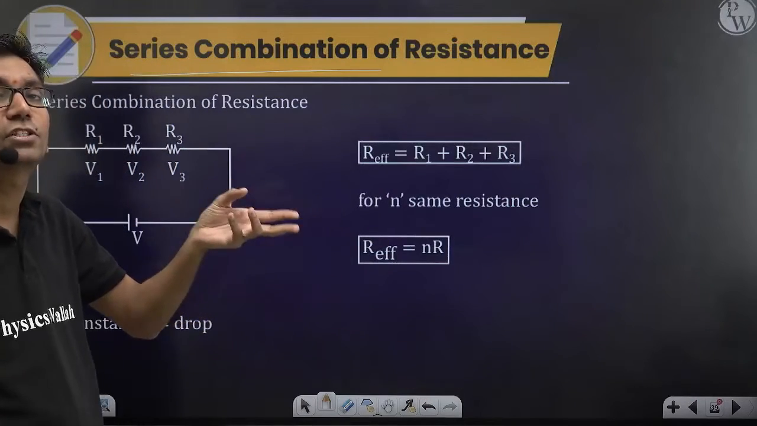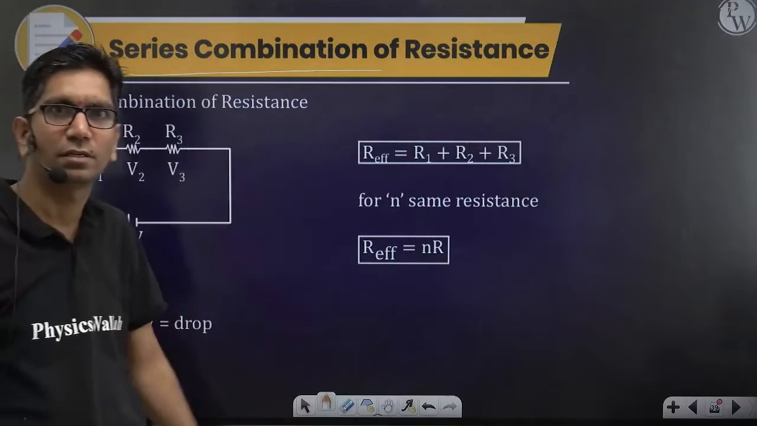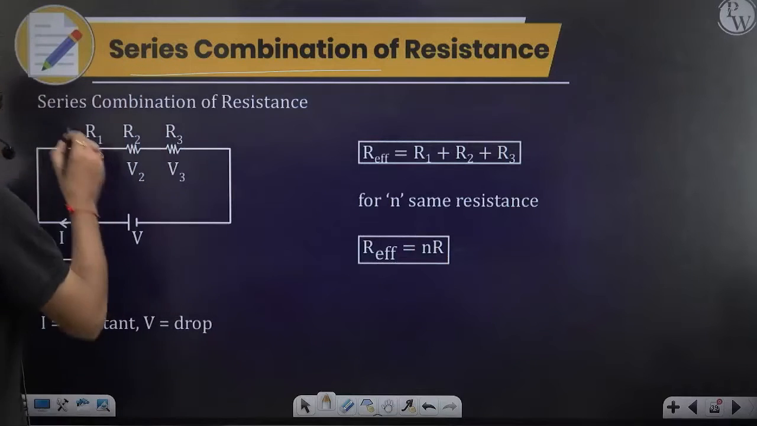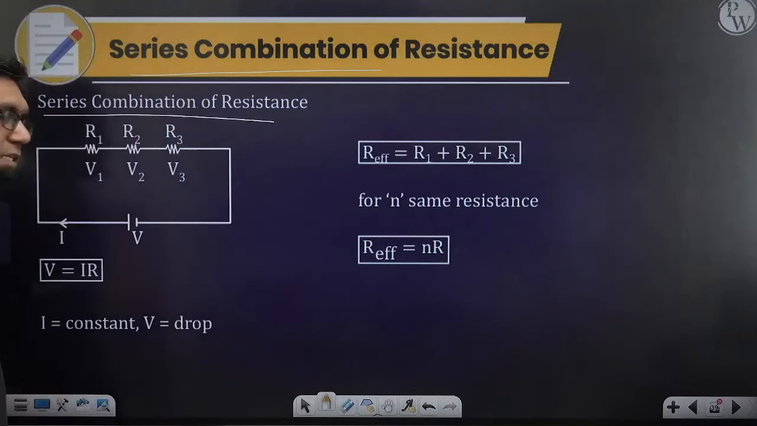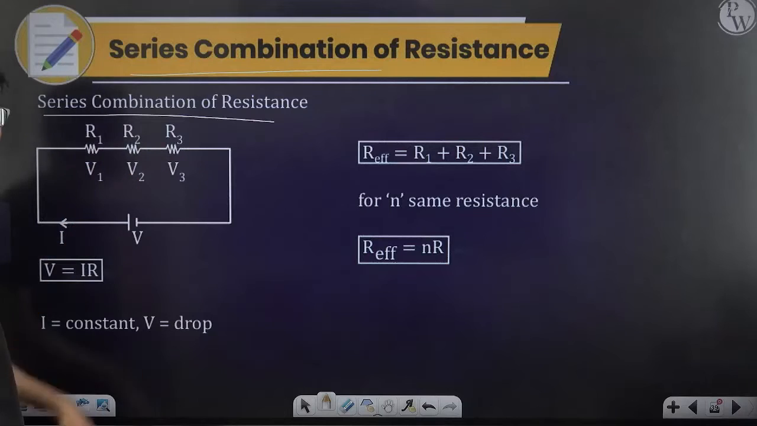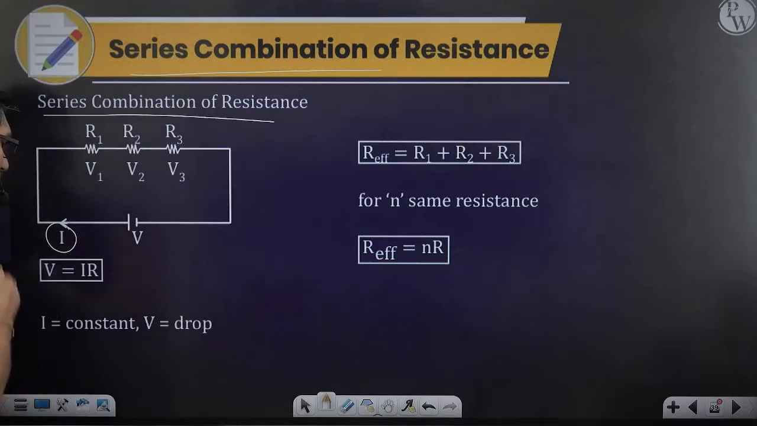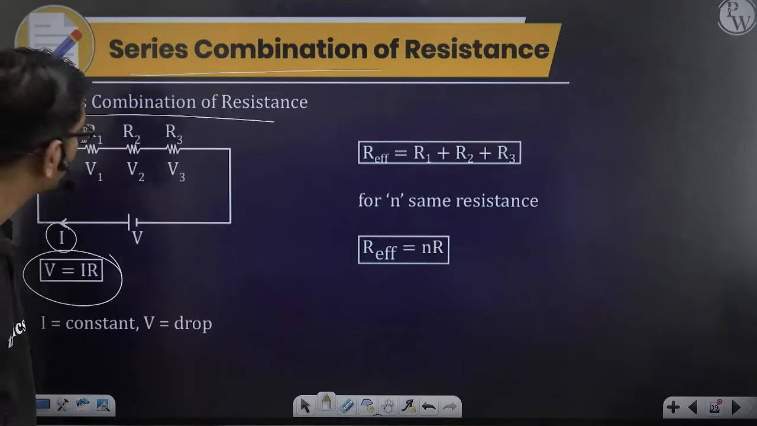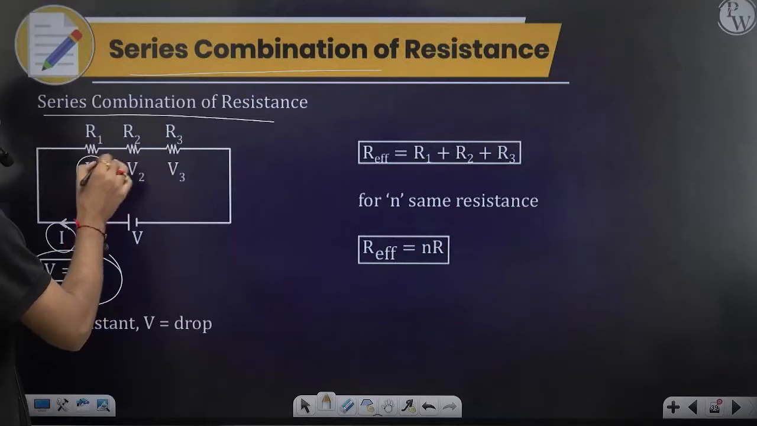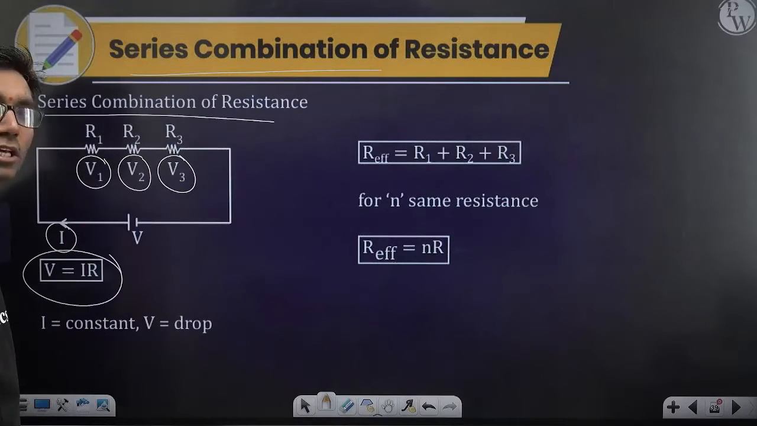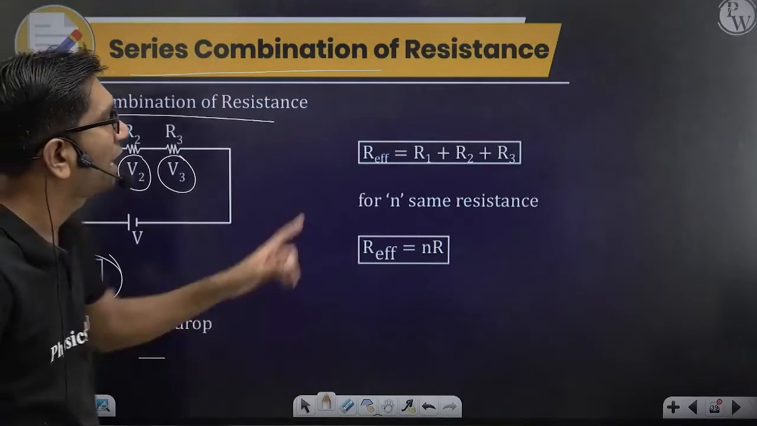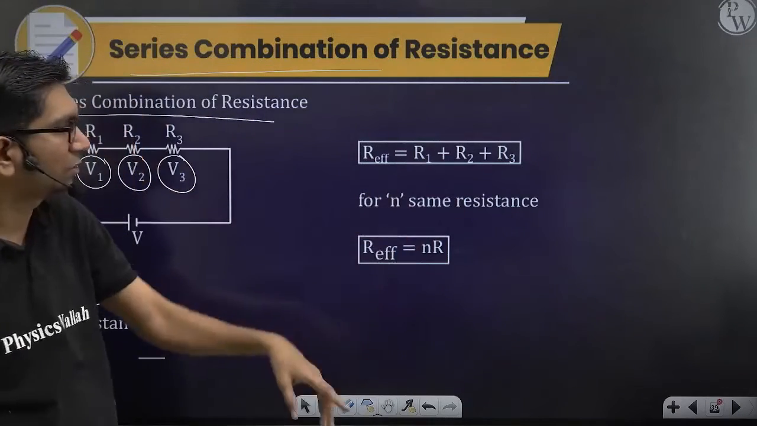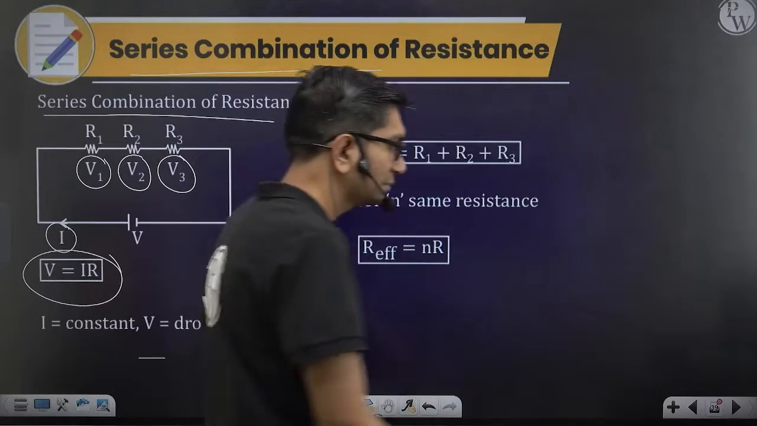In the same manner, series combination of capacitor finished. Now series combination of resistance. This one you have learned, right? In series combination, current always remains constant. We use the formula V equal to IR. In capacitor, we use the formula C equal to Q by V, correct? Chalo. So voltage drops across each resistance are V1, V2 and V3. Effective resistance becomes direct addition. For n same resistances it is nR.